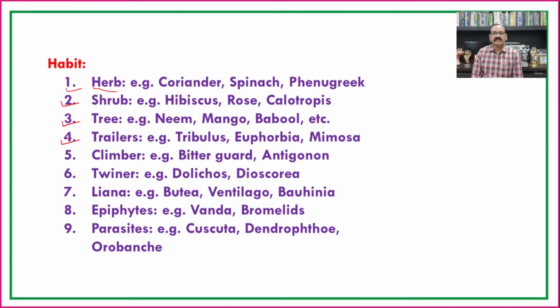Then some trailers like the Tribulus, Euphorbia, Mimosa; climbers like the bitter gourd, then Antigonon; then twiners like the Dolichos, Dioscorea; lianas like the Butea, Ventilago, Bauhinia; epiphytes like the Vanda, bromeliads; and the parasites like the Cuscuta, Dendrophthoe and Orobanche. We will see these different habits of the plants in upcoming slides.